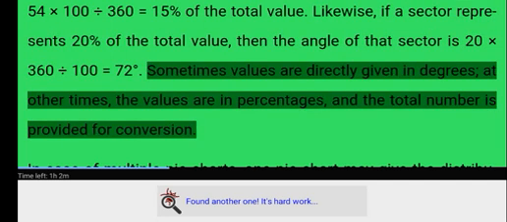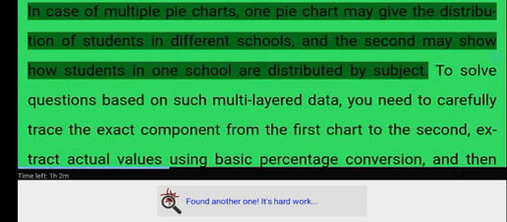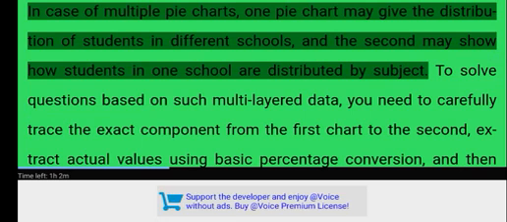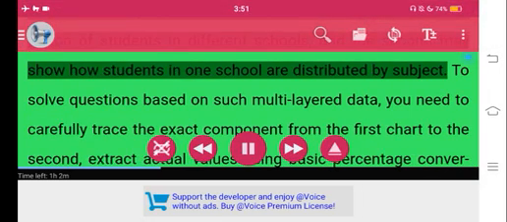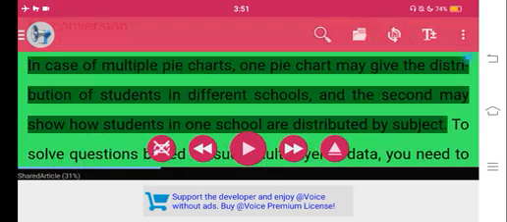Sometimes values are directly given in degrees, at other times, the values are in percentages, and the total number is provided for conversion. In case of multiple pie charts, one pie chart may give the distribution of students in different schools, and the second may show how students in one school are distributed by subject.